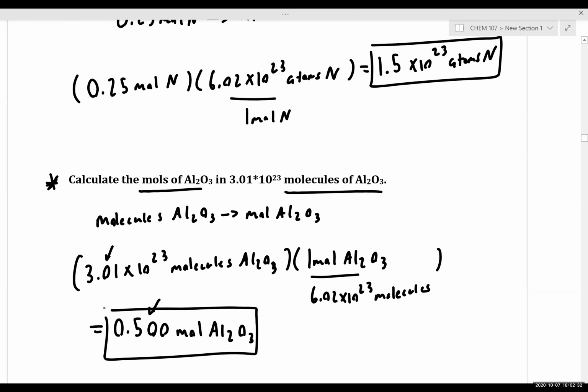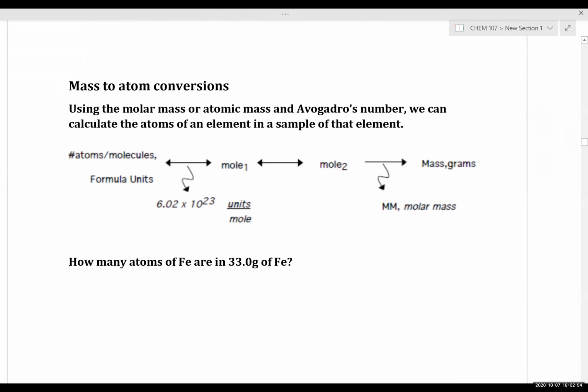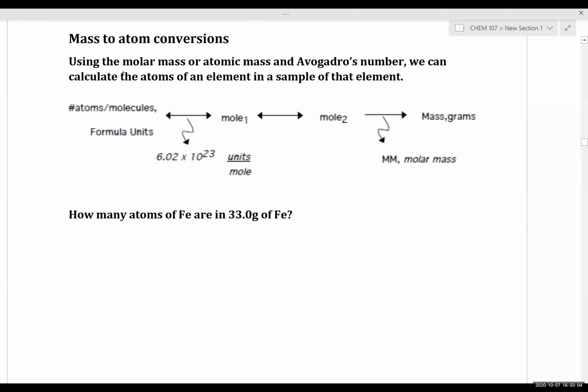Does this example make sense to everyone so far? Any questions on this set of atom to mole and molecule to mole conversions? Okay, so let's add a little bit of complexity to this and let's link our mass to mole and our atom to mole conversions together. So in this case, we can use the molar mass or atomic mass along with Avogadro's number to calculate the atoms of an element in a sample of that element. So we're starting to add a few steps to this process.